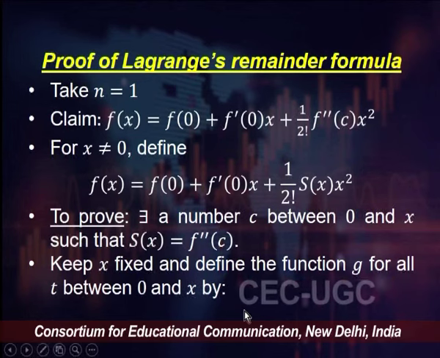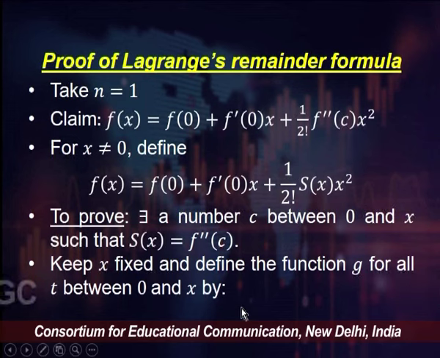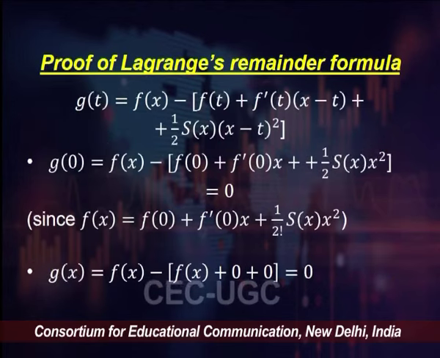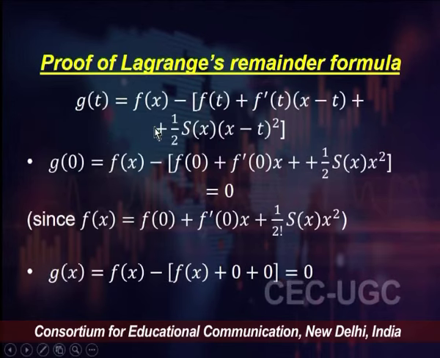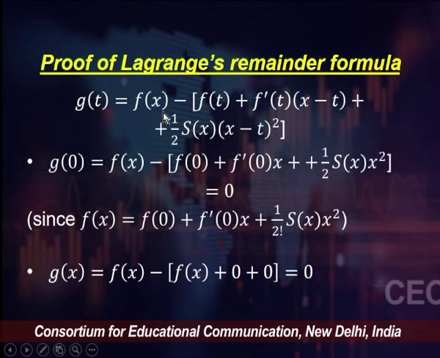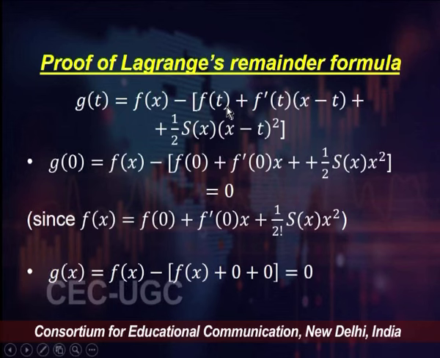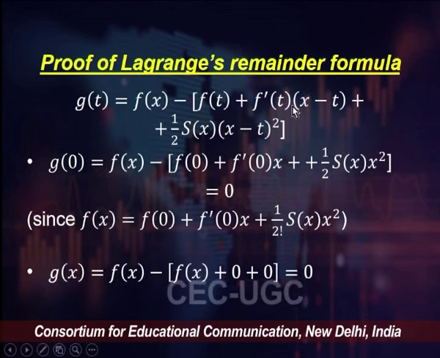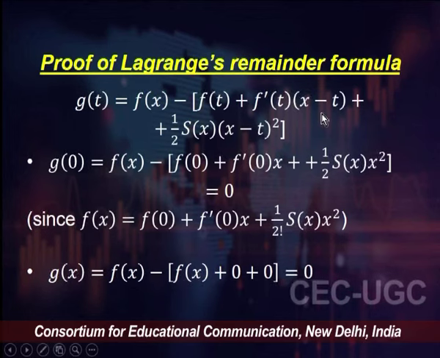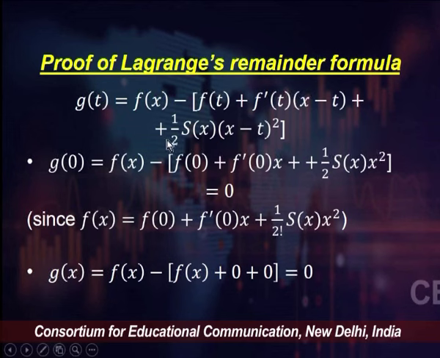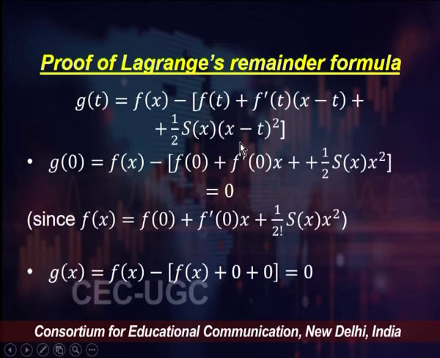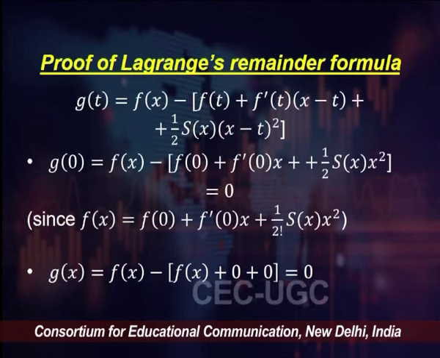So, the way to go about this proof is, let us keep x fixed and define the function g for all t as g of t equal to f of x minus, and you have this expression in parenthesis, f of t plus f prime at t times x minus t plus 1 by 2 s of x times x minus t the whole squared. So, this is a function of t.